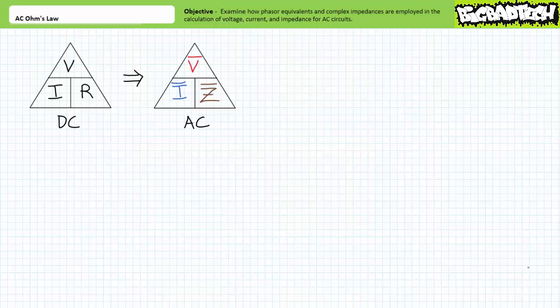I'm your instructor, Jim Pytel, and today's topic of discussion is Ohm's Law as applied to AC circuit analysis. Our objective is to examine the fundamental cause and effect relationship of electrical properties known as Ohm's Law. We'll examine how phasor equivalents and complex impedances are employed in calculation of voltage, current, and impedance for AC circuits.